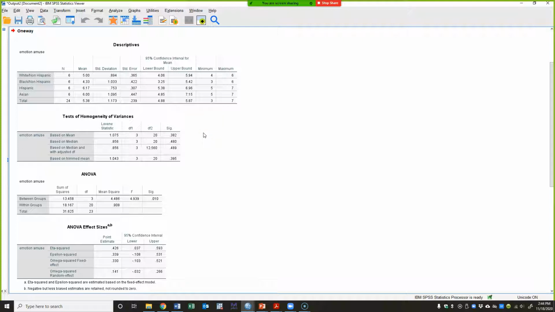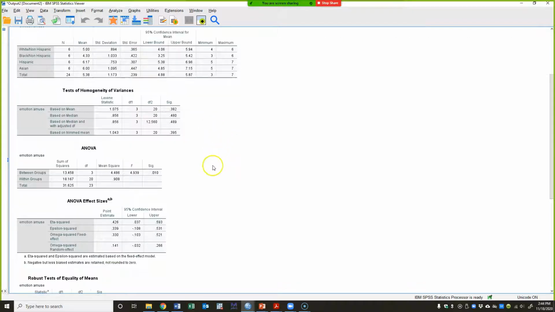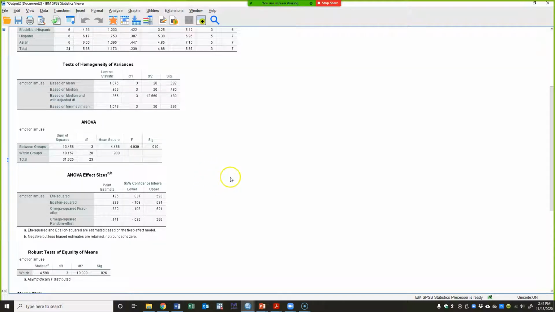But coming back to this, it doesn't look like we have problems with homogeneity of variance. But if I drop down and take a look at my ANOVA table, Erica, what am I seeing in this ANOVA table?